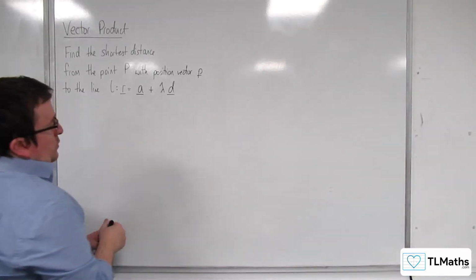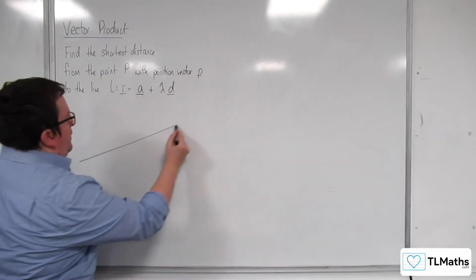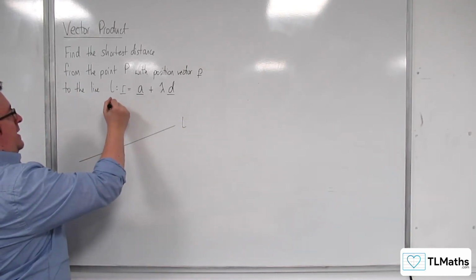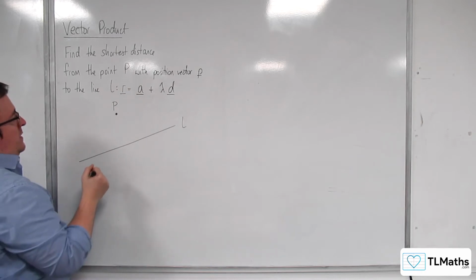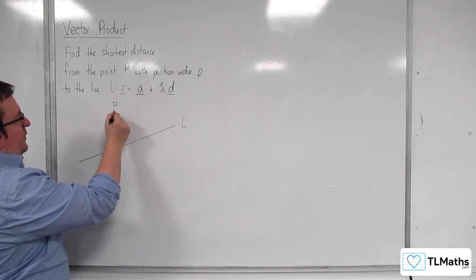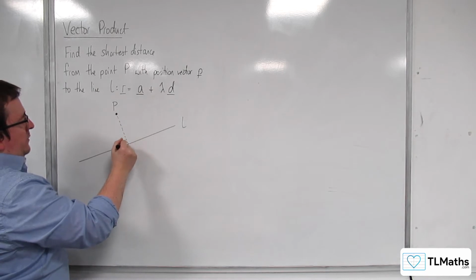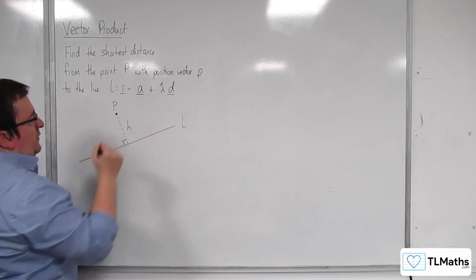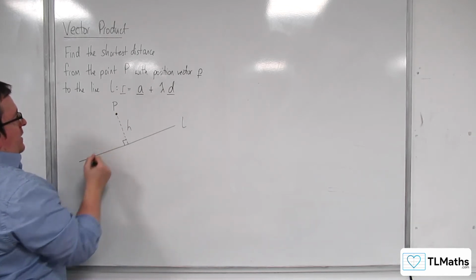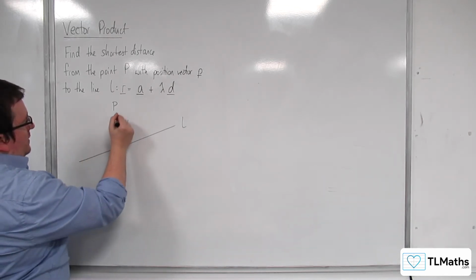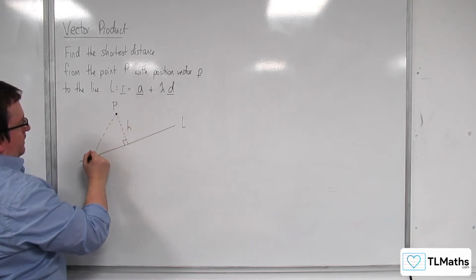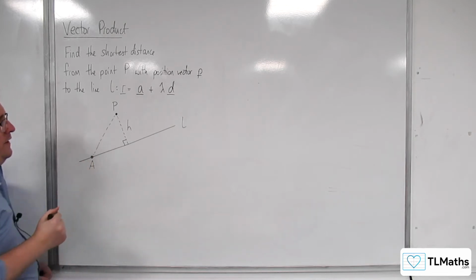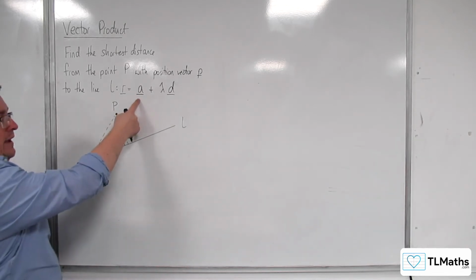So the first thing I'm going to do is draw a diagram so we can visualize what's going on. So here's the line L, and here I'm going to put P here. Now, what we know is the shortest distance is going to be this distance, such that that's making a right angle with the line L, and we're going to label that as H. Then I'm going to choose a point on the line, this point here, which I'm going to say is capital A, and this has position vector lowercase a.